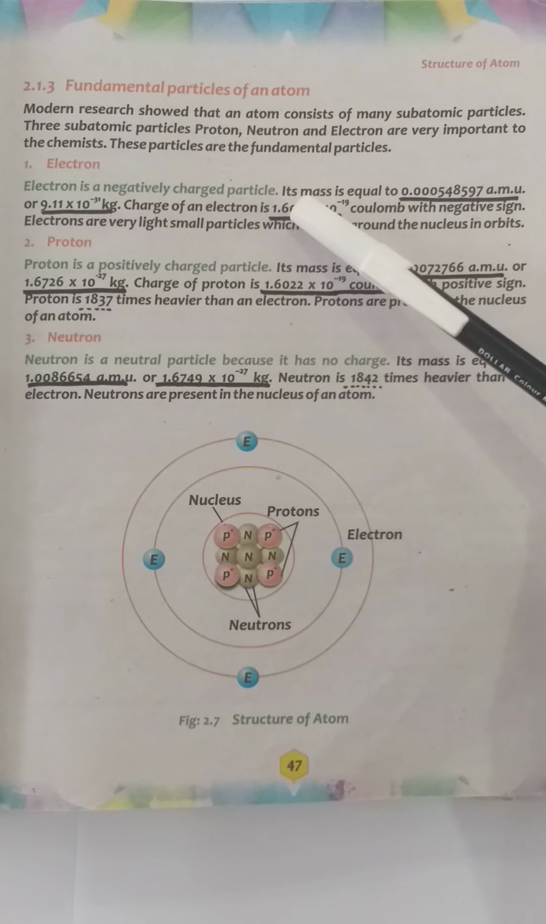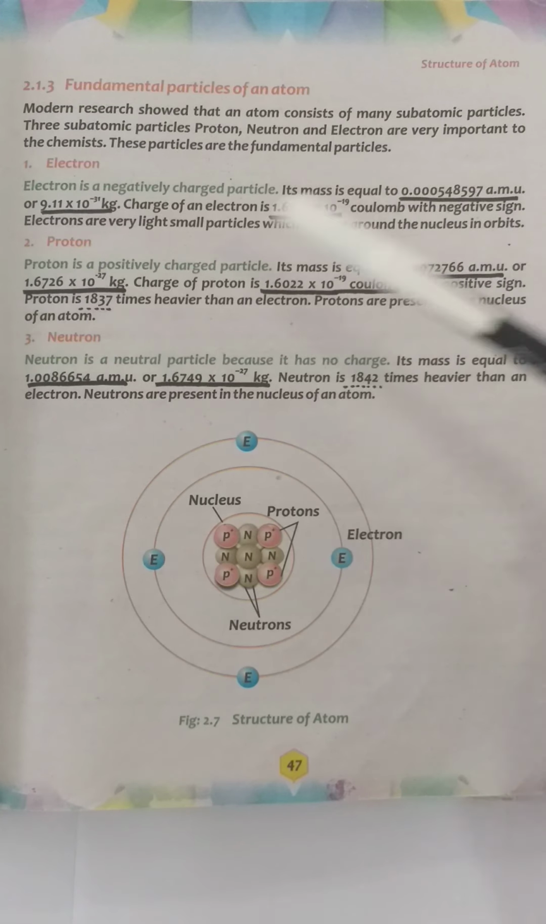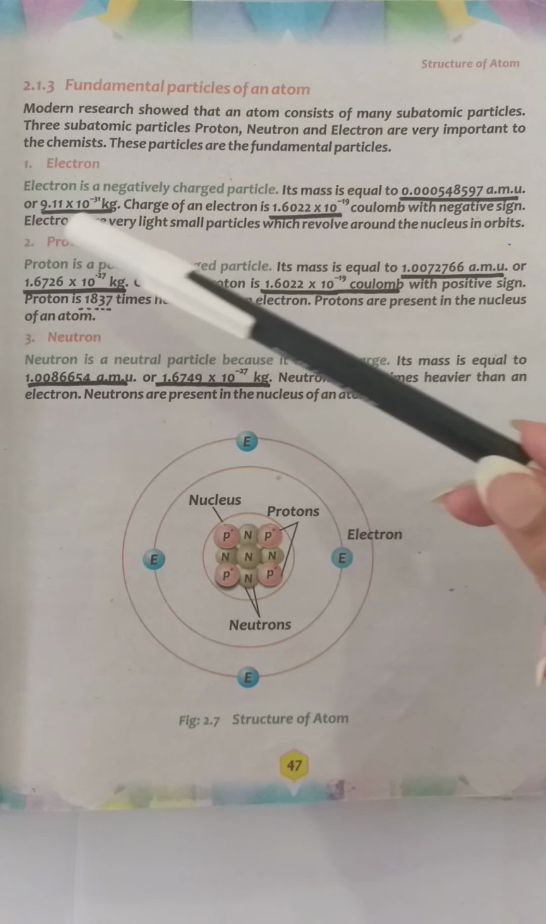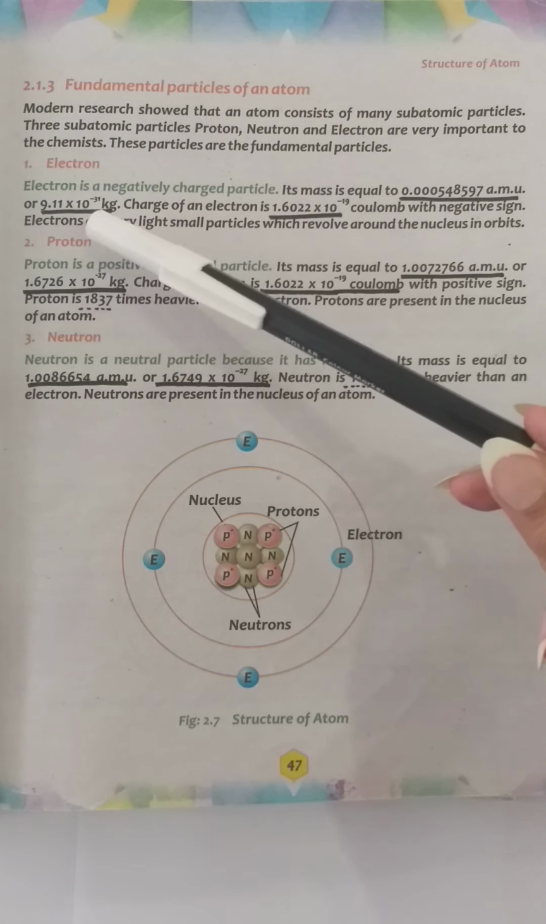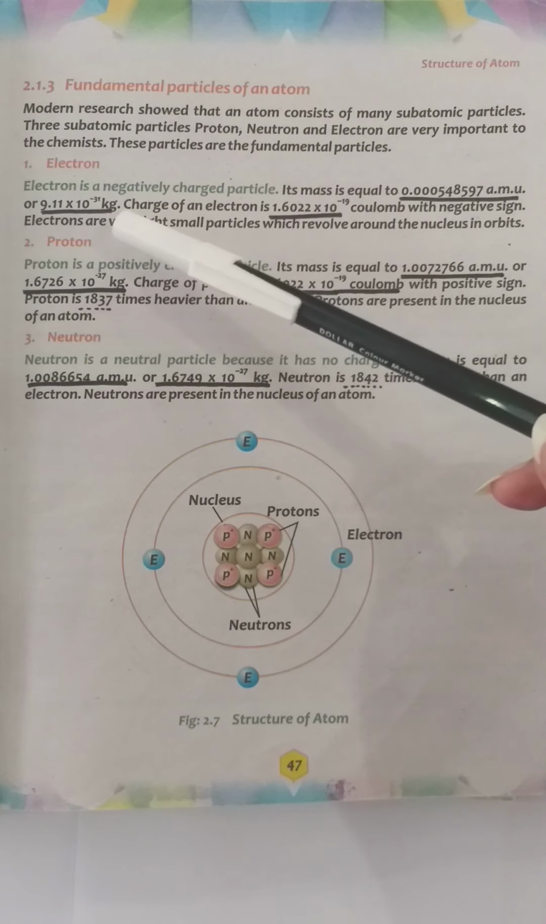The next is its mass, which is equal to 0.000548597 AMU. Underline this. This is the mass of an electron in AMU, and here we have the mass of an electron in kgs. That is 9.11 into 10 to the power minus 31. So underline both of them.